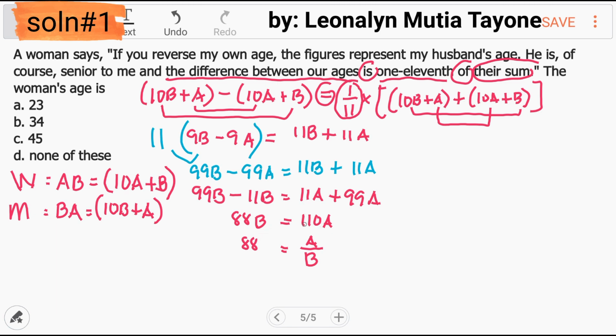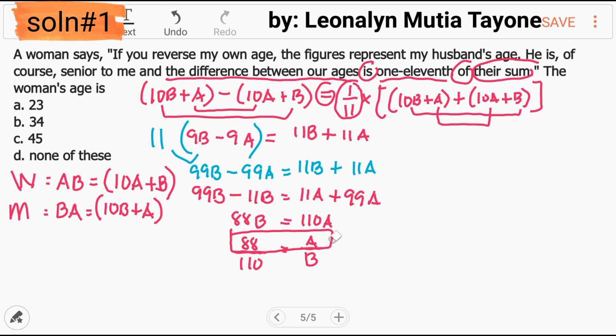Since si 110 ay pang-multiply sa a, pang-divide na ngayon siya sa 88. So, this is 88 divided by 110. Now, itong si a, yan yung si 88. Ito namang si 110, yan naman si b.